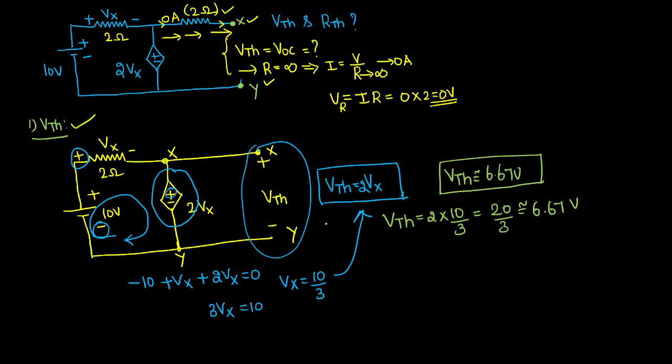There will be no changes in the calculation of VTH, whether your circuit has a dependent source or an independent source. It doesn't matter. Calculating the value of VTH is the same. The procedure remains the same. There are no different approaches. So finally, for the given circuit, we have calculated the value of VTH, which is equal to 6.67 volts. Then what is our next target?